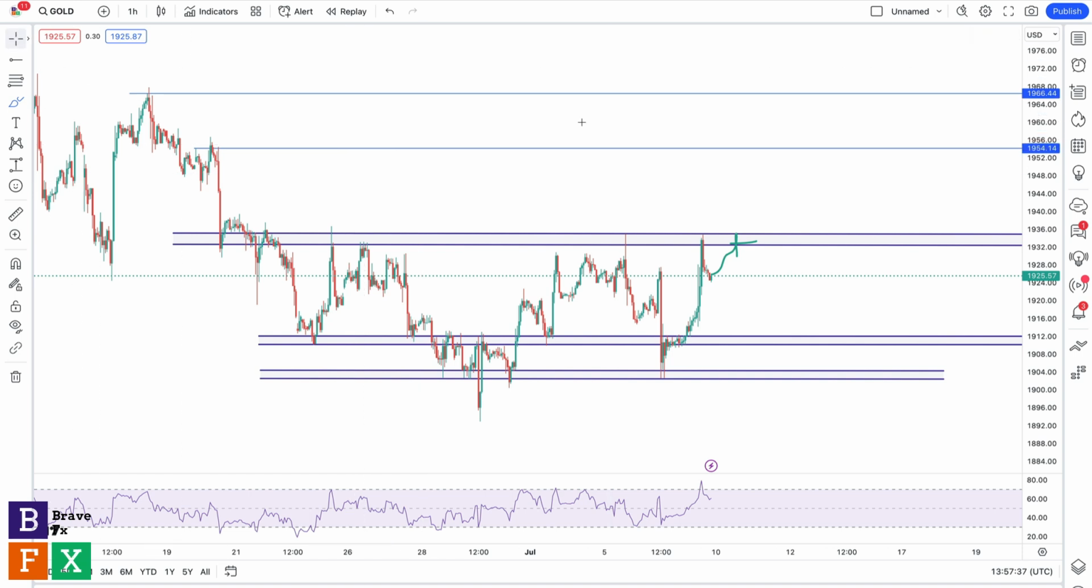Secondly, I'm going to watch out for a consolidation. Okay, I'm going to watch out for a consolidation like this.